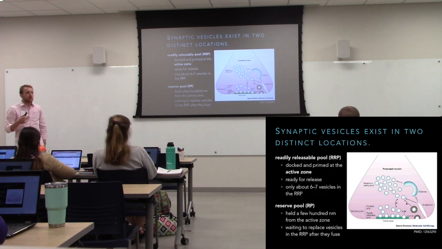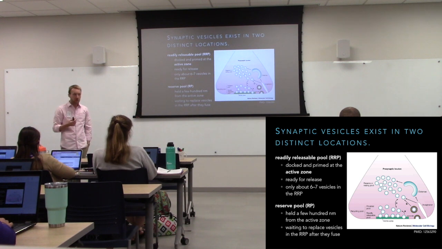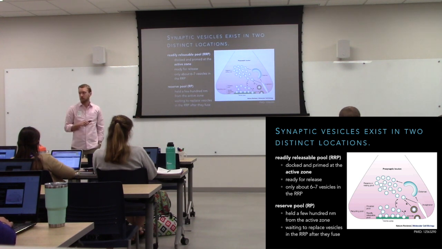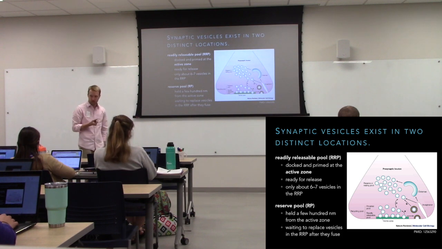But it's true that most neurotransmitters are going to start off in a vesicle. A vesicle is just a little sphere of membrane, and inside that sphere we have neurotransmitters. These vesicles are going to exist in two pools. They're all in the presynaptic site, but they're not all in the same location at the presynaptic site.